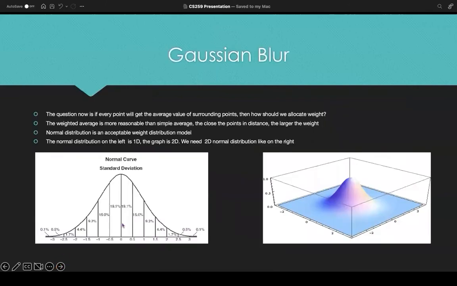The question now is, if every point will get the average value of its surrounding points, then how should we allocate the weight? If we just use simple average, it's unreasonable because images are continuous. The closer the points in distance, the closer the relationship between the points. Hence, the weighted average is more reasonable than simple average. The closer the points in distance, the larger the weight. Normal distribution is an acceptable weight distribution model. You can see the normal distribution curve.